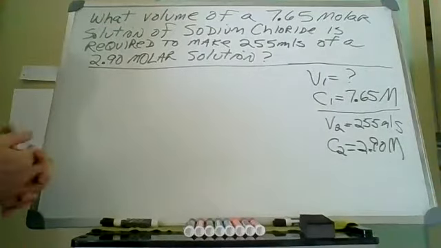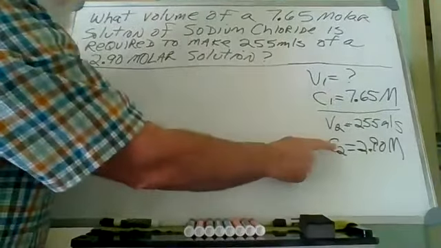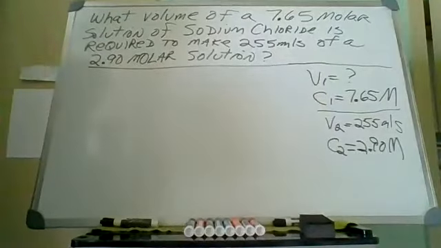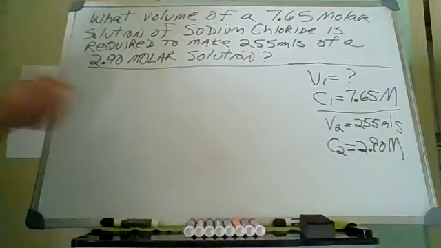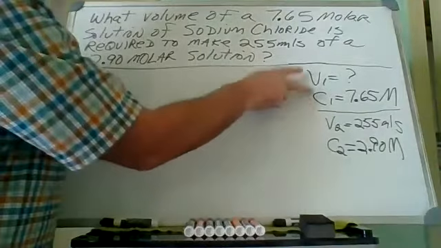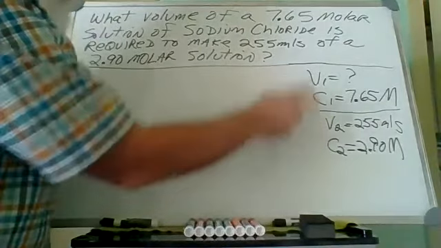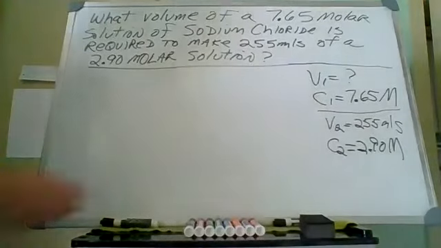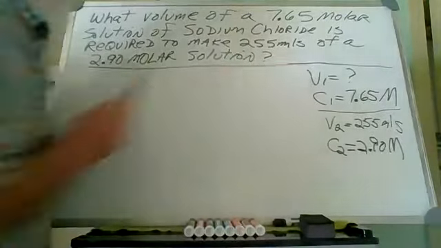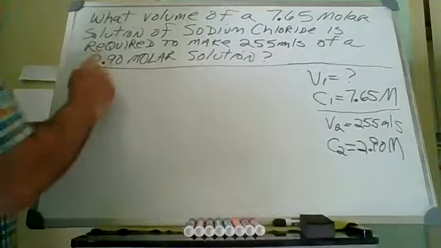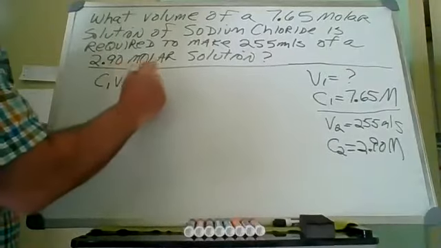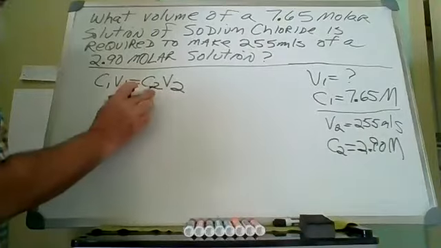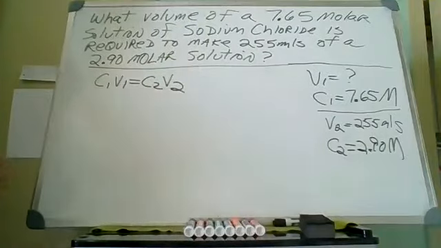If you're going to make a mistake here, you're going to put this 2.9 molar up here with the unknown volume. So you have to make sure and be extra careful that you match the right concentration with the right volume. If you do that, you should be able to solve this problem very easily. All right, now here's my unknown. All right, so my equation is C1V1 equals C2V2. First concentration times the first volume equals the second concentration times the second volume.